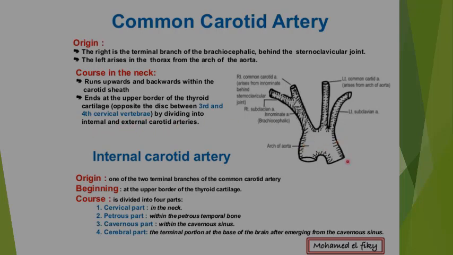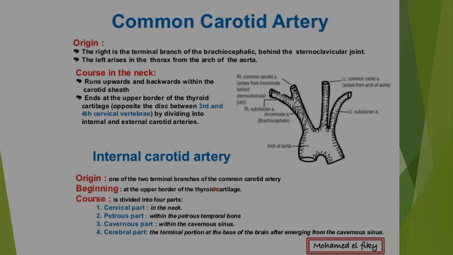So this is the arch of aorta. The right common carotid, the left common carotid, the left subclavian and the right subclavian. The internal carotid artery, one of the two terminal branches of the common carotid artery.